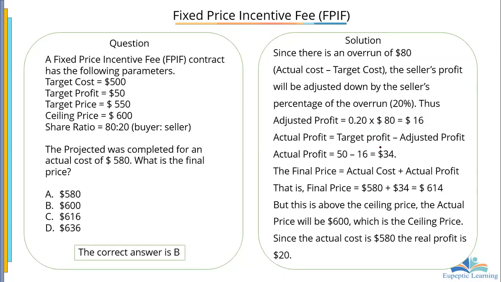Now, this $34 is the actual profit, and it was calculated from 20% of what? The overrun. So the 20% of the overrun was $16, then 50 minus 16 gave us 34 to be the actual profit. So for the actual profit to be equal to 0, then it means that this one is going to be 50. So that will mean that we're going to find 20% of a certain value that will give us the 50 here, for the actual profit to be equal to 0.